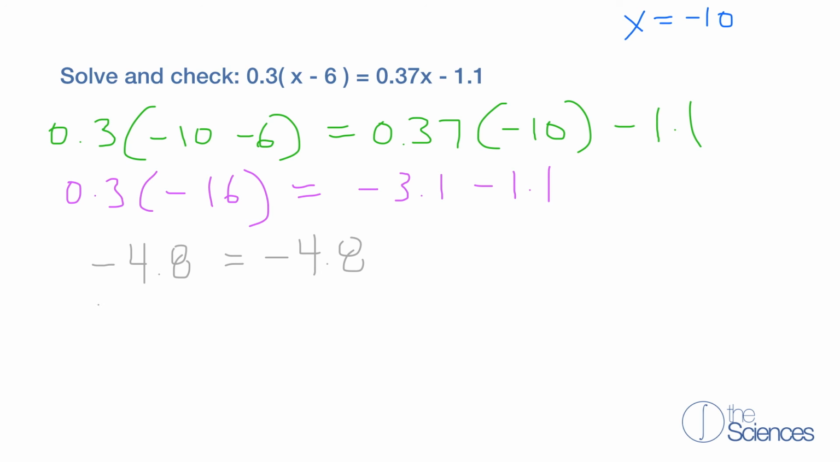So since we have a true statement where negative 4.8 equals negative 4.8, it verifies that our solution, negative 10, is our solution to the equation.